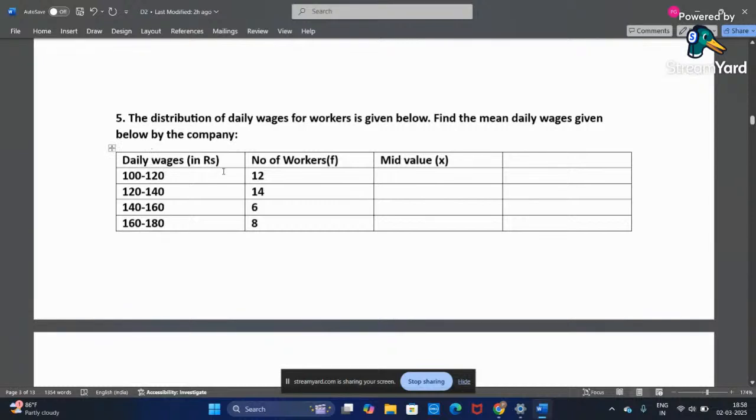Same way, find the answer for this. First, we need to find the mid value. Then you have to assume a mean value. Then you have to multiply the assumed mean value answer with the number of workers. Then you have to get the sum of fx. Then divide by the total number of workers. Try to solve this.